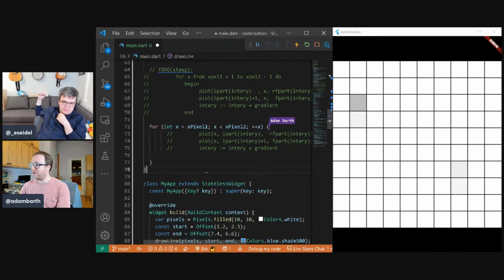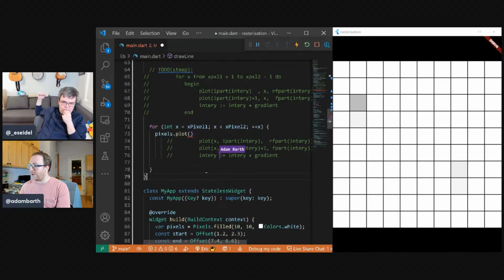function x, part of your y intersection. Your y intersection.